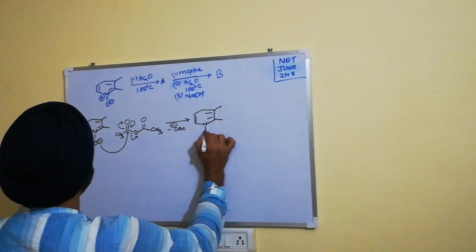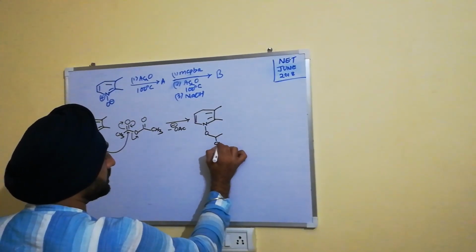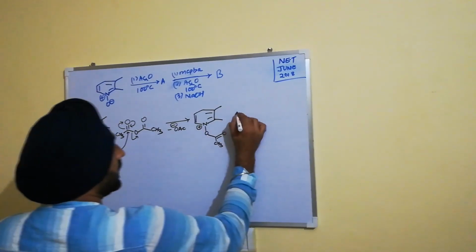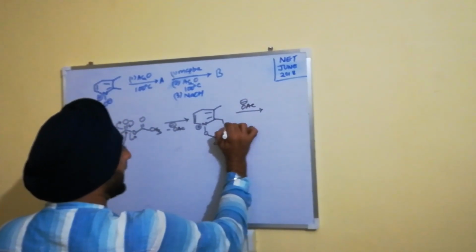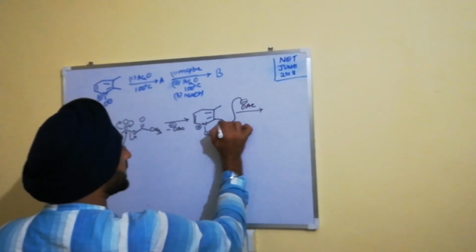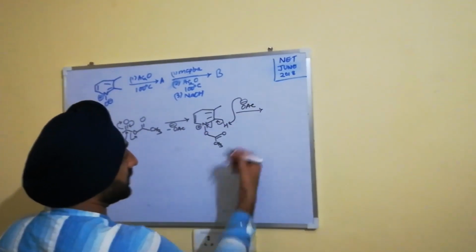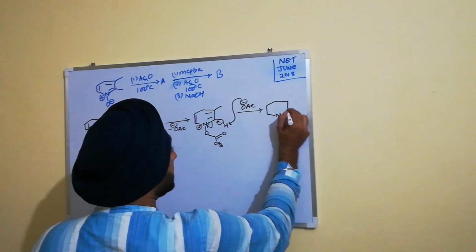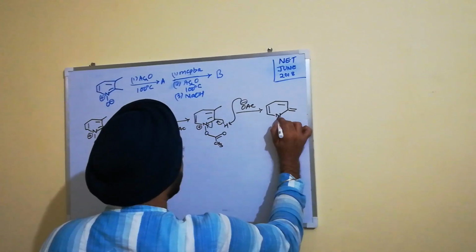So acetate ion is released, so the product that we get is this one, O-acetate. Okay, so this is the product that we get. Now, this acetate ion acts as a base and abstracts this proton. So this bond moves here and the positive charge on nitrogen is released. So we get this particular species, this alkyne.